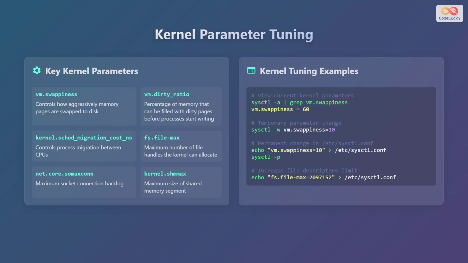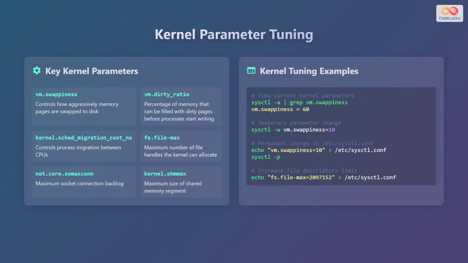kernel.sched_migration_cost_ns controls process migration between central processing units, or CPUs. Adjusting this value can reduce overhead. fs.file-max sets the maximum number of file handles the kernel can allocate. Increasing this value can prevent file handle exhaustion. net.core.somaxconn sets the maximum socket connection backlog, which is the number of pending connections. Increasing this value can help with high-traffic servers. kernel.shmmax sets the maximum size of a shared memory segment. Increasing this can benefit applications that use shared memory.